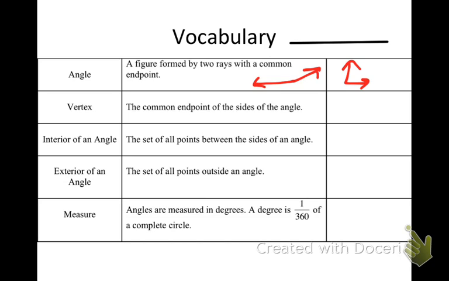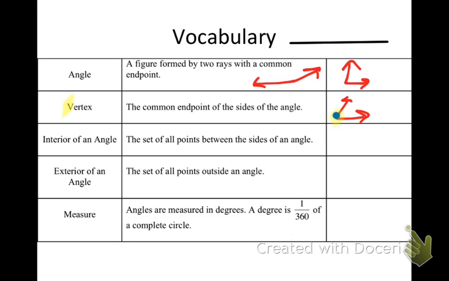Vertex. Vertex is the common endpoint of the sides of the angle. Whenever I think of vertex, you have to think of kind of the letter V. Why? Because it makes an angle. A vertex is the point of the angle, so it is the tip of the angle. It's where the two sides meet. That is the vertex.